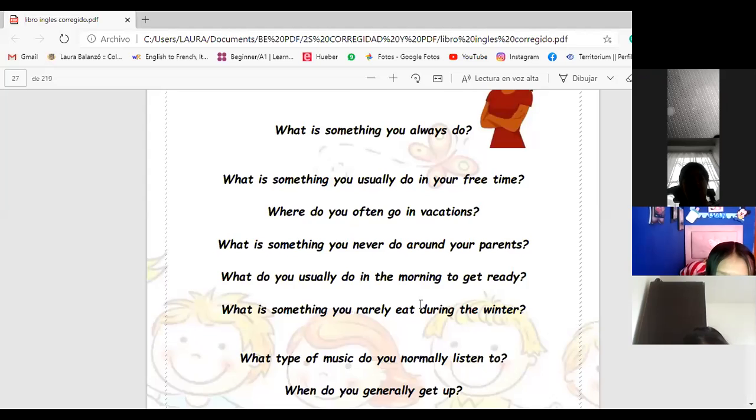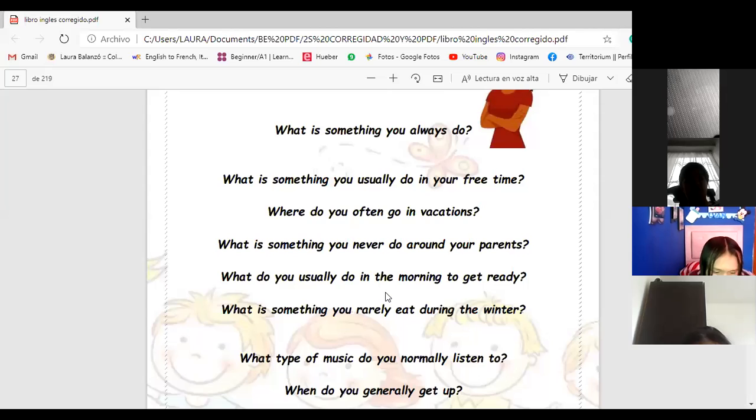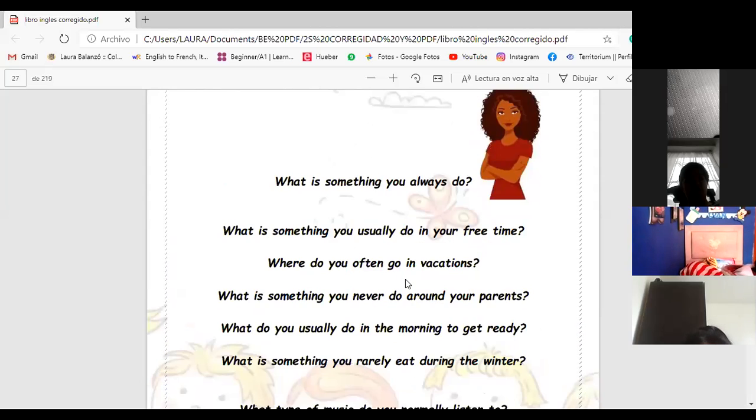So, we use adverbs of frequency to let people know how often an action happens. Usamos los adverbios de frecuencia para dar información de cada cuánto pasa algo. Right?